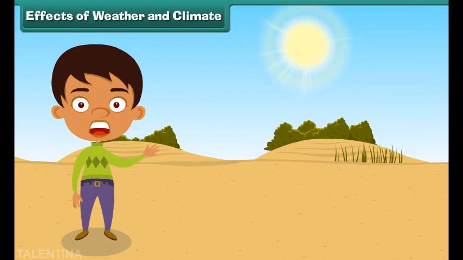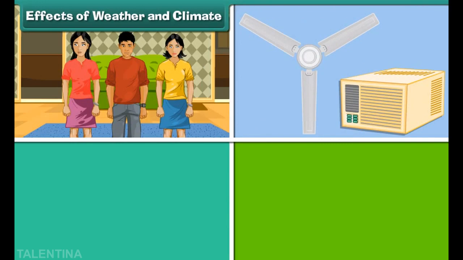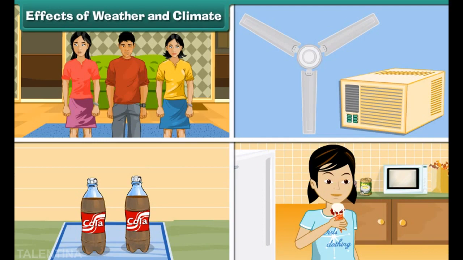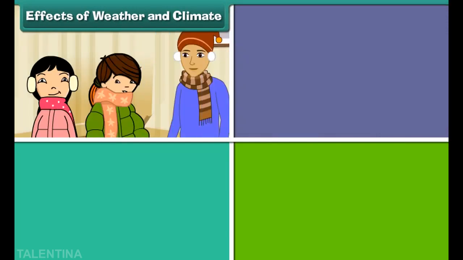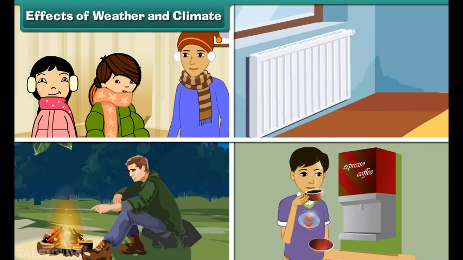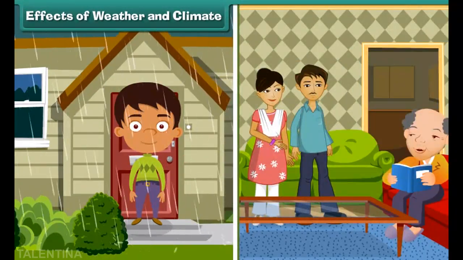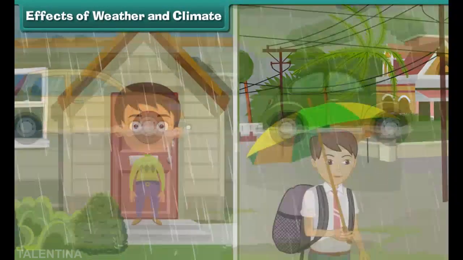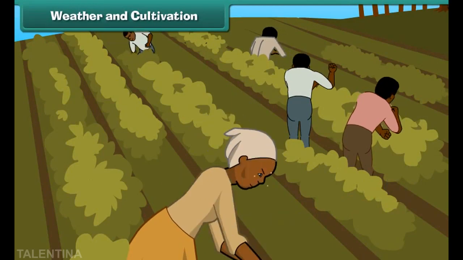Weather and climate affect our lives in many ways. During hot days, we try to keep ourselves cool by wearing light clothes, using fans, coolers and ACs, drinking cold drinks and eating ice creams. In winters, we keep ourselves warm by wearing warm clothes, using room heaters, building bonfires and drinking hot drinks like tea and coffee. During rainy days, we avoid rains by staying indoors, using umbrellas and raincoats. Excessive rainfall causes floods.